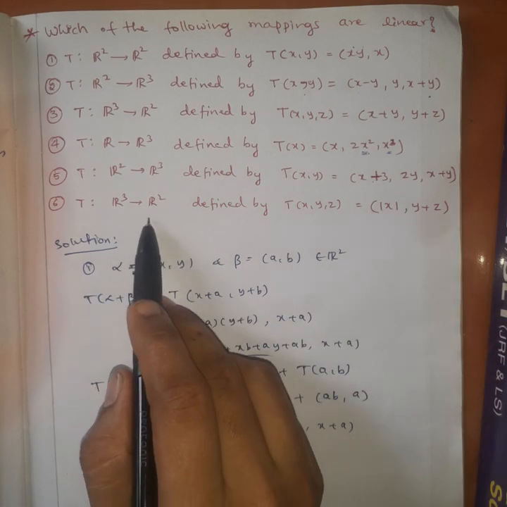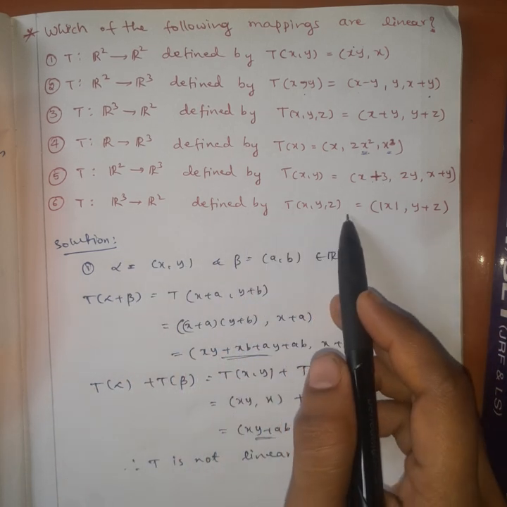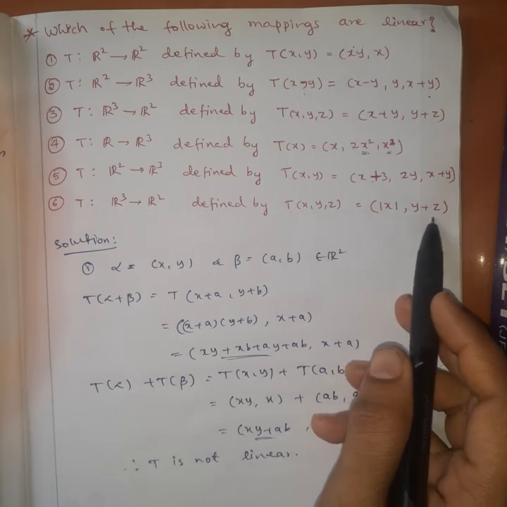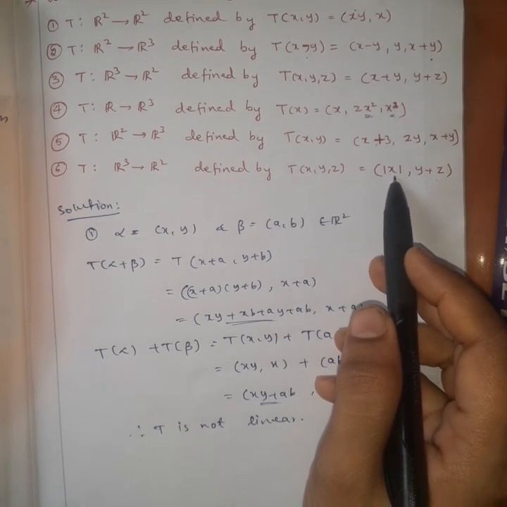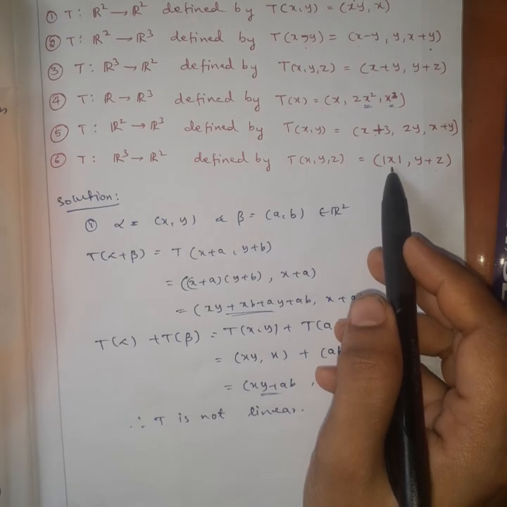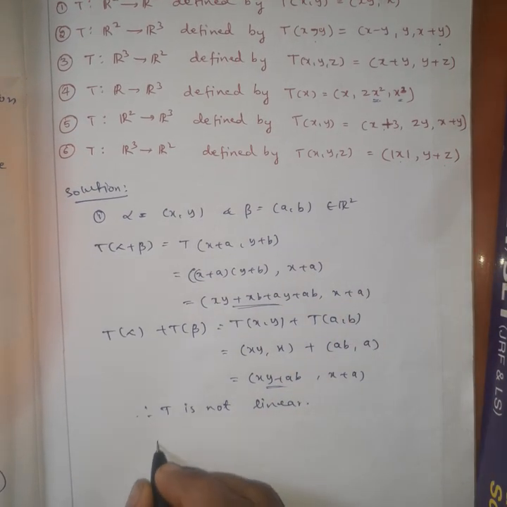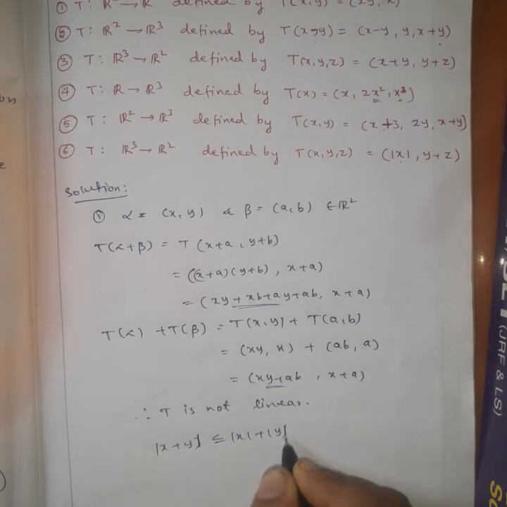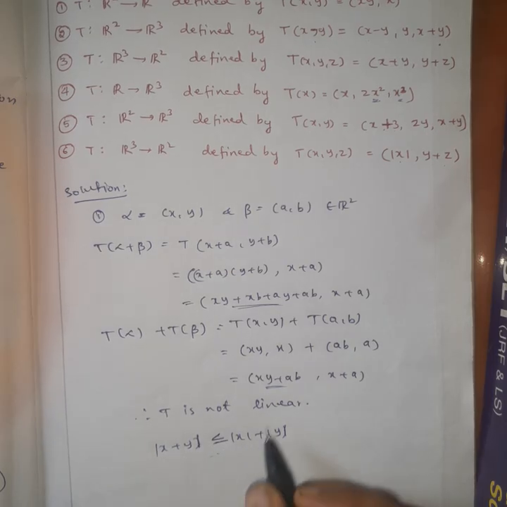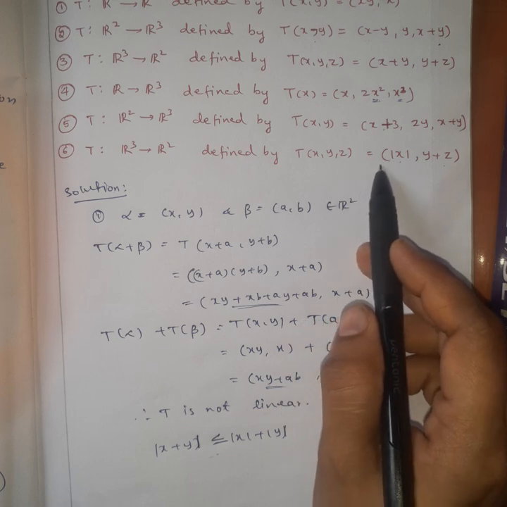Next, T from R3 to R2 defined by T of (x, y, z) is equal to (mod x, y plus z). Whenever a mod function comes, in that case also the given mapping is not linear. This is because modulus of x plus y is less than or equal to modulus of x plus modulus of y. Equality holds only when both x and y are positive. For this reason, this is also not linear.